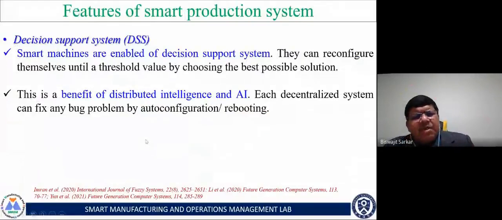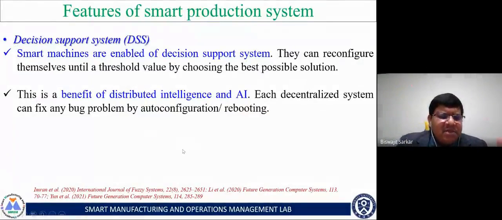And for this type of system, there is a big benefit through the decision support system, and that decision support system is working through the AI and distributed intelligence with the help of this cloud server.